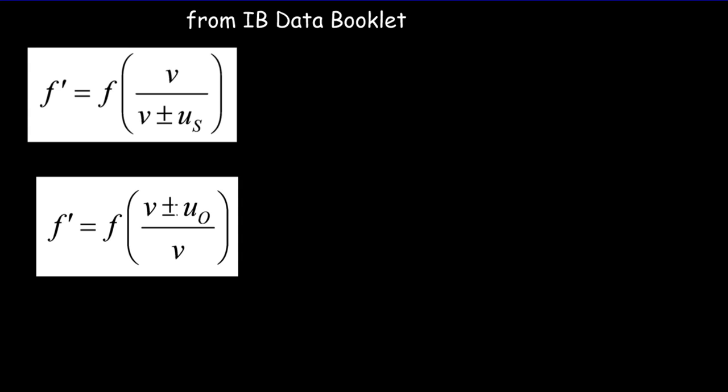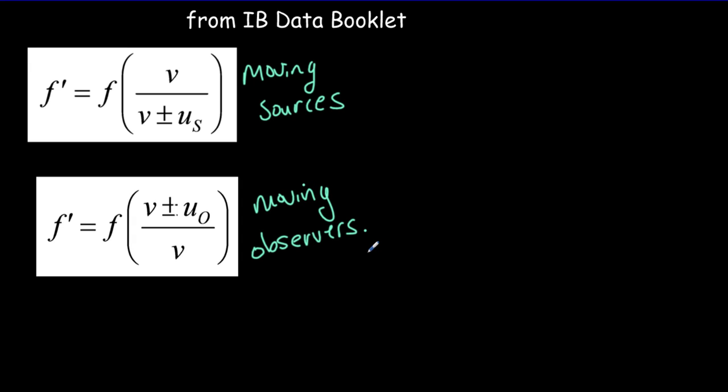If you look in the IB data booklet, they're going to give you two equations associated with the Doppler effect. The first one here is when there is a moving source, like the examples that we've looked at so far. And the other equation here is for moving observers. So it's really that relative motion between the source and the observer that matters. And you'll notice here that there's plus and minus signs. We're going to learn how to work those, but basically they're going to depend on whether or not the objects are receding or approaching one another.